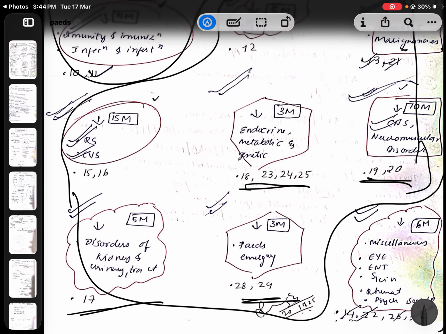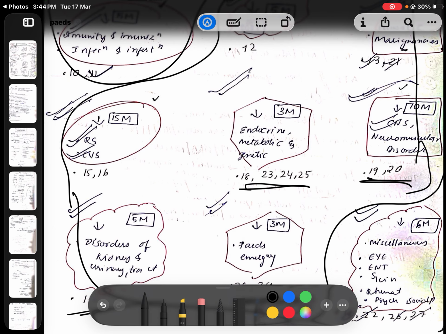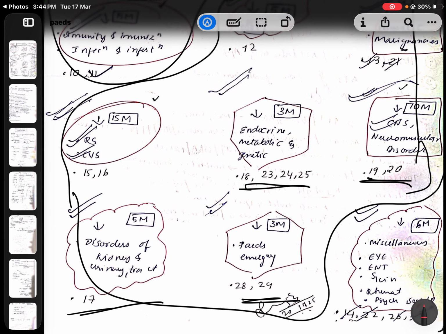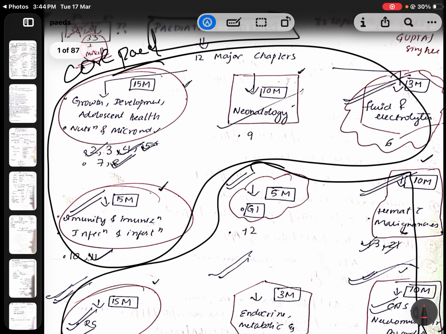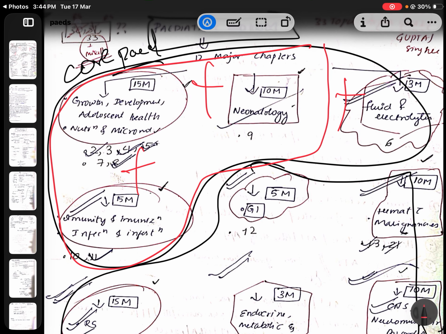So for you to have an overall overview, I have mentioned the specific chapters you need to follow. Again, focusing on core pediatrics, you will almost get about, sorry, this is not core. Only these three are core. So 15, 30, 40 marks. Roughly half of the paper marks you can get only with core pediatrics.